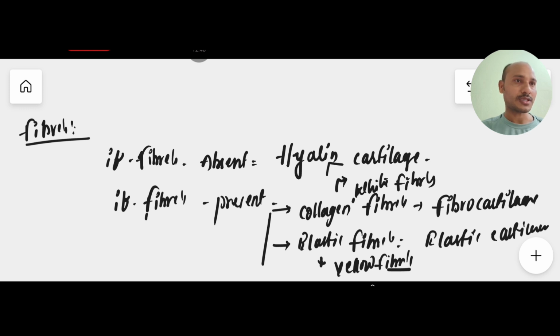If fibers are completely absent, then it is called hyaline cartilage, and hyaline cartilage is the most abundant cartilage in the human body. If fibers are present, we have two different types of fibers: collagen fibers and elastic fibers. If collagen fibers are present, then it is called fibrocartilage. If elastic fibers are present, then it is called elastic cartilage. So likewise, we have different types of cartilage based on presence or absence of fibers.